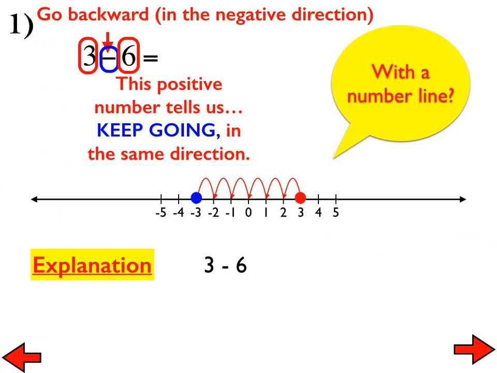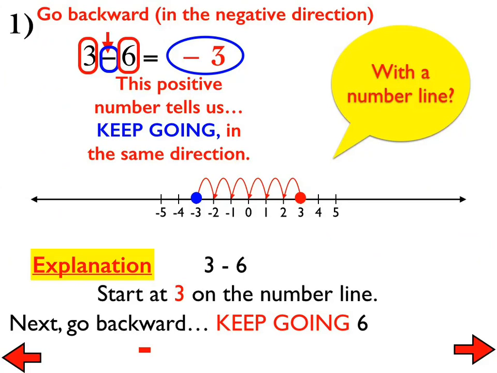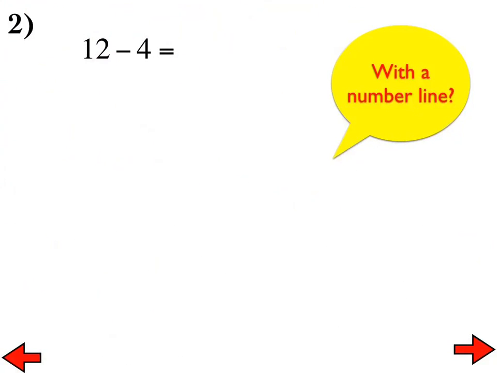So when we eventually start shoulder partnering, you're also going to be explaining. So here's what you would say. You would say, I'm starting at 3, I'm going backwards 6 places. And that left me at negative 3. All right, everybody try number 2.